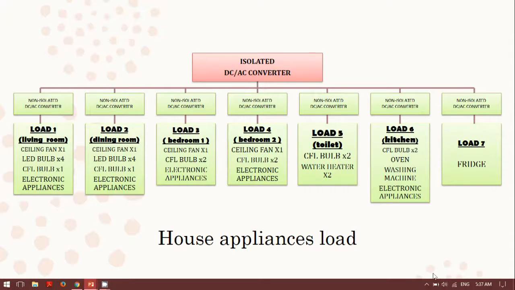Next one is the isolated DC-AC converter. This is the house appliances load. So we arrange the load according to the space. For example, load 1 is the living room: ceiling fan, LED bulb, CFL bulb and other electronic appliances. Another example is load 5, which is the toilet. So we have a CFL bulb and water heater.